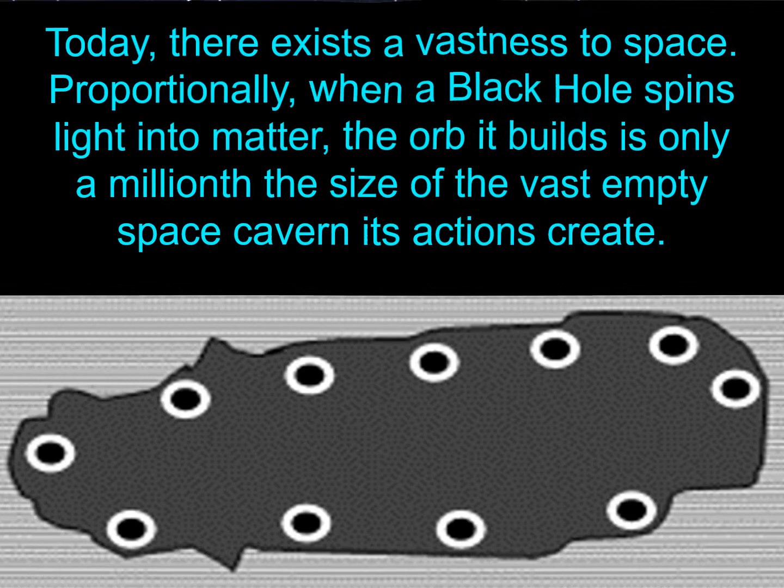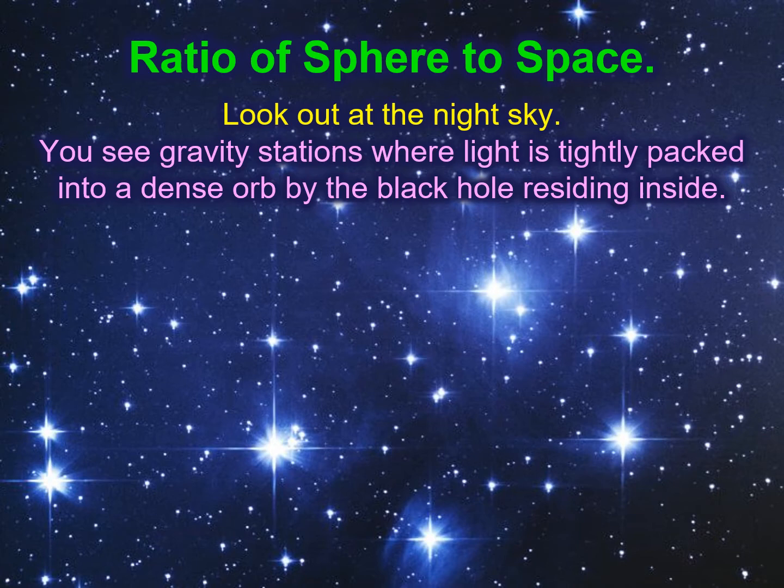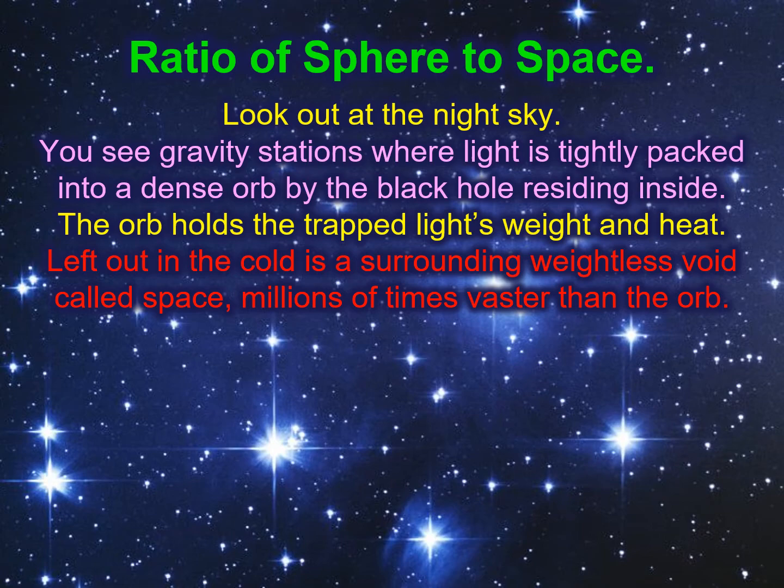Look out at the night sky. You will see gravity stations where light is tightly packed into a dense orb by the black hole residing inside. The orb holds the trapped light's weight and heat. Left out in the cold is the surrounding weightless void called space, millions of times faster than the orb.